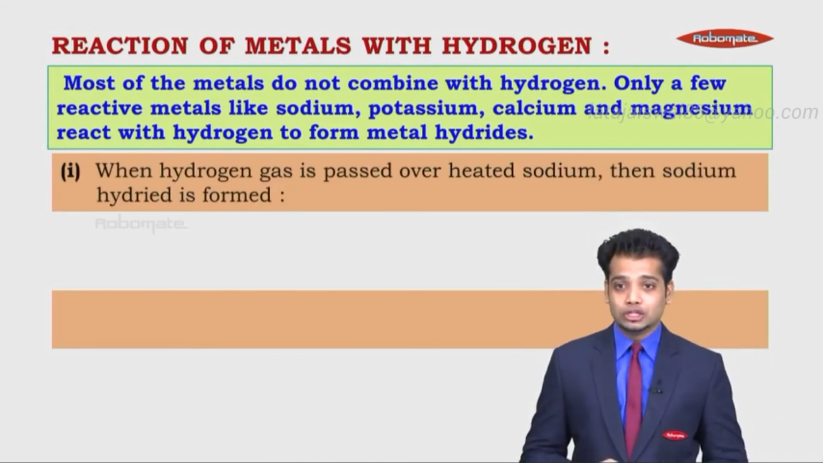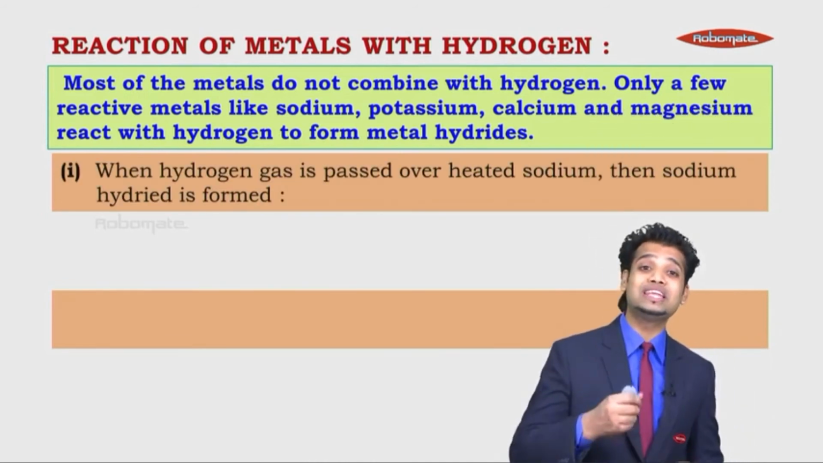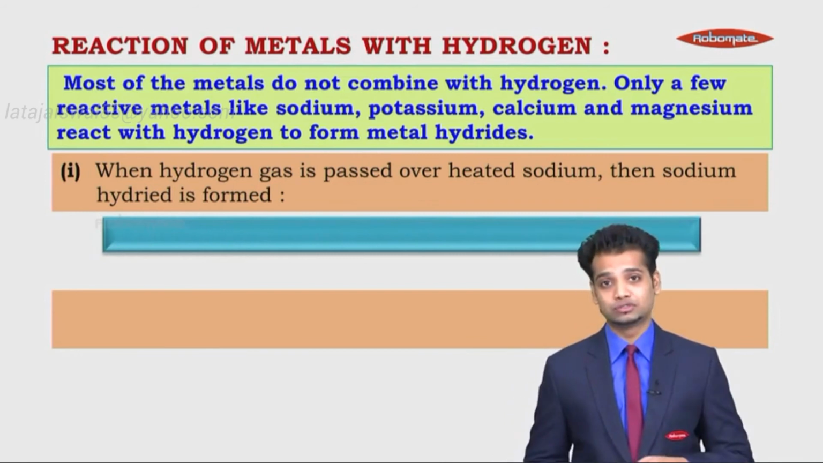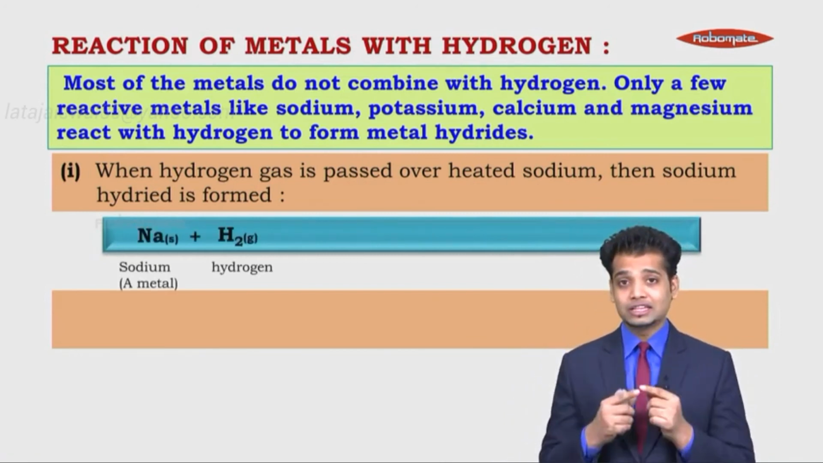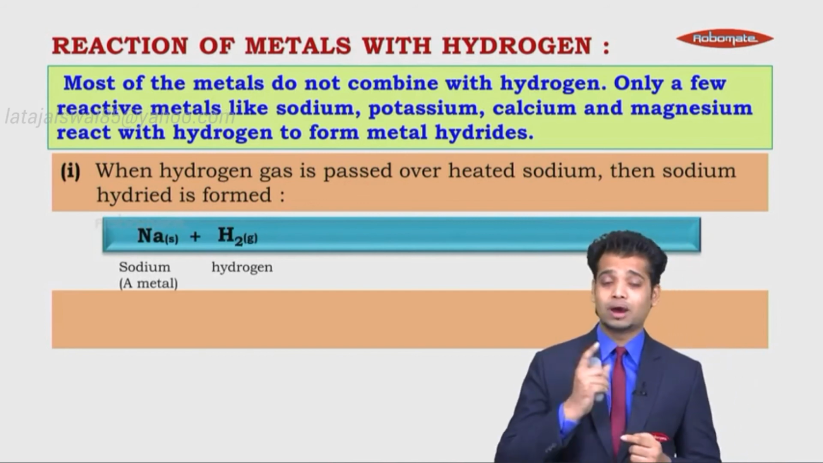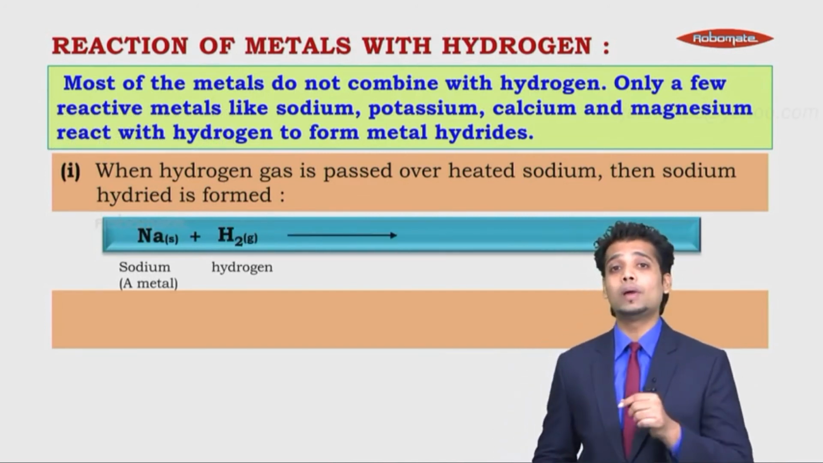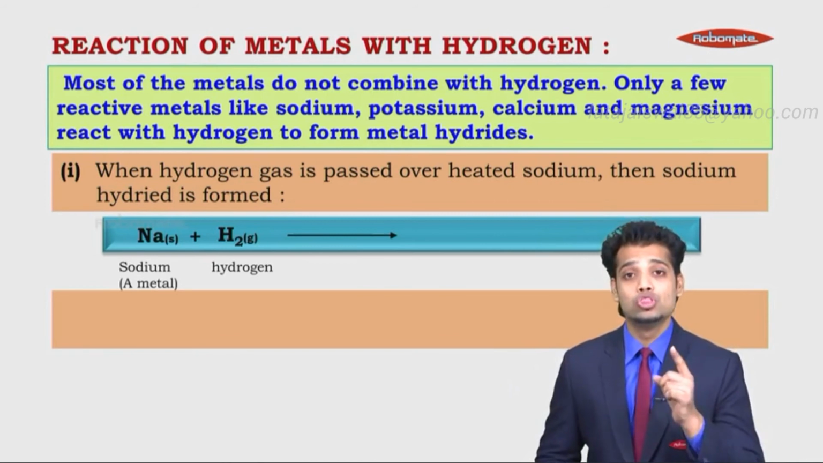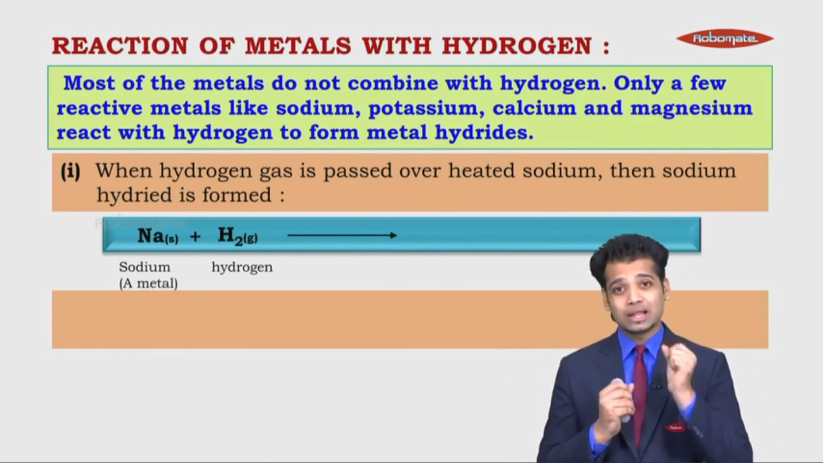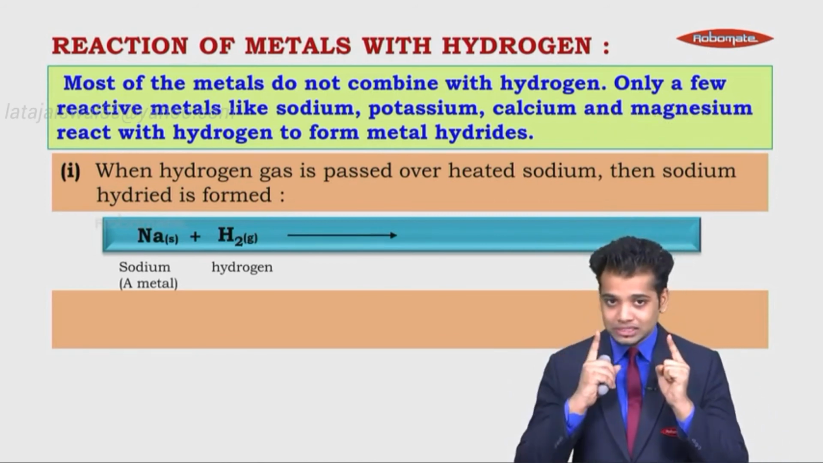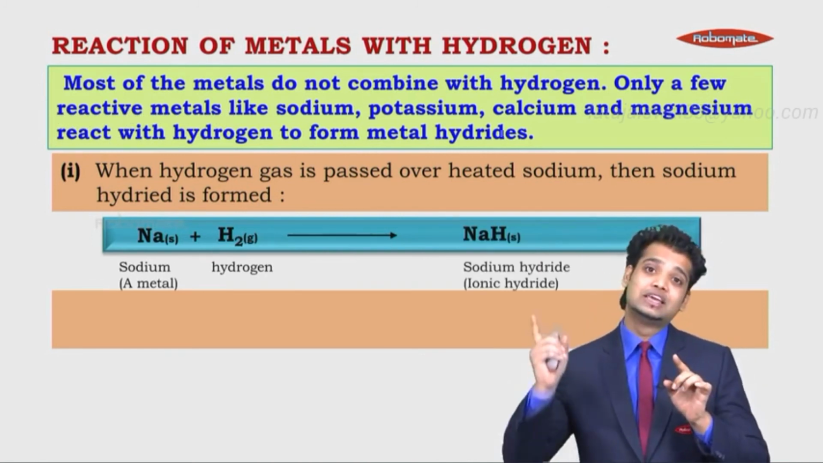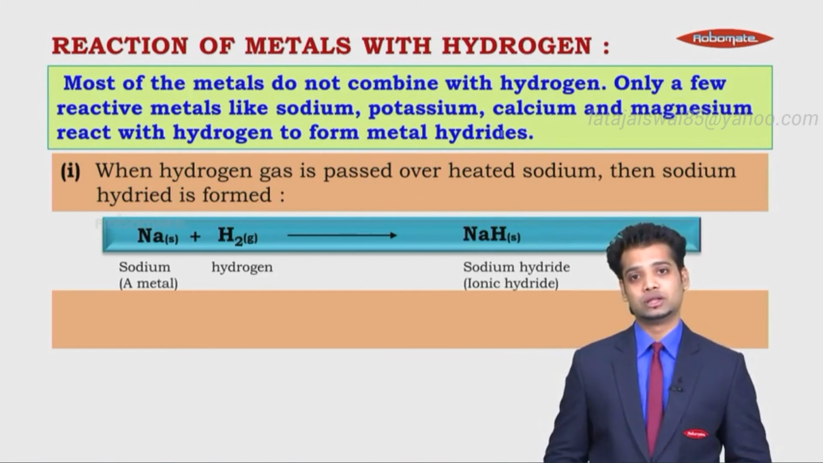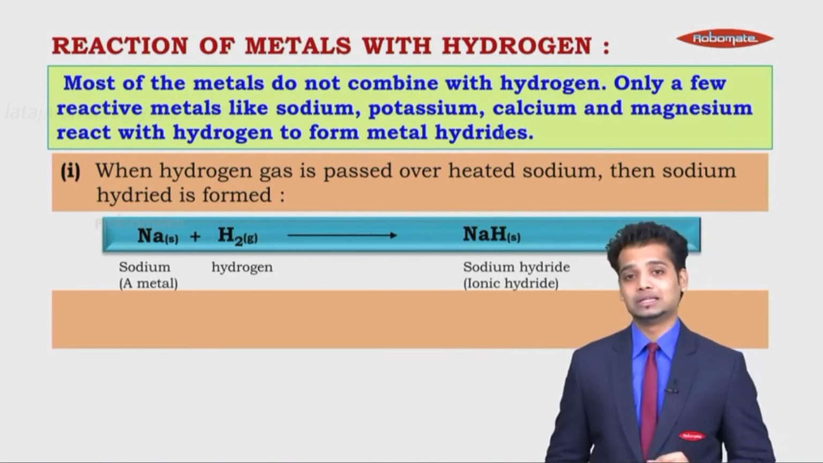metals can do that. So when hydrogen gas is passed over heated sodium, then sodium hydride is formed, Na plus H. Over here, H is diatomic, so always remember H2. It is going to form NaH2. No, I'm wrong. Na valency is 1, H valency is 1, crisscross, NaH. Remember, Na is giving an electron to hydrogen. It rarely happens, but it does happen.